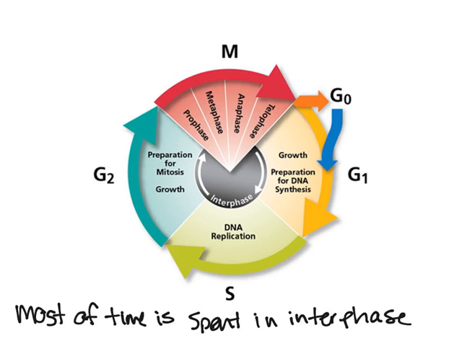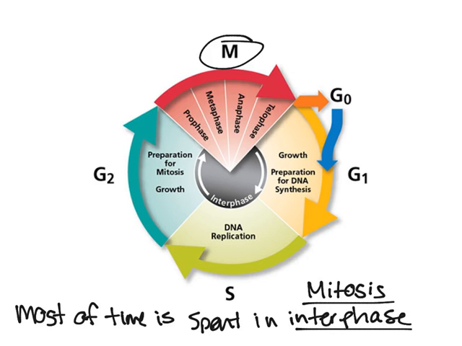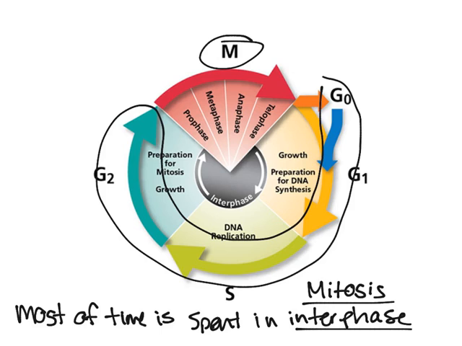What interphase is: the cell cycle essentially has two stages, interphase and mitosis. Mitosis is one stage, and everything else is interphase, so 90%.